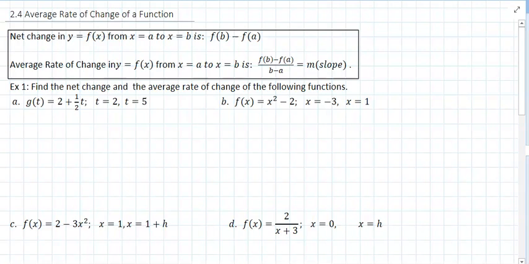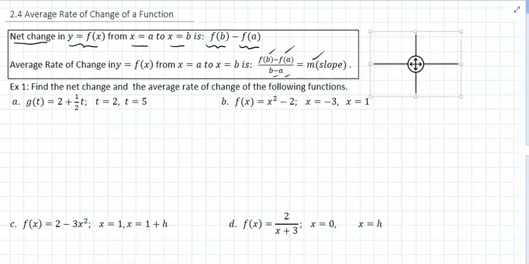Section 2.4 talks about average rate of change of a function. We have net change. Net change is simply taking, let's say we have y equal f of x, if we're looking from x equal a to x equal b, the net change will simply be y2 minus y1. Nothing to it. The average rate of change would be pretty much the slope, y2 minus y1 over x2 minus x1. Fairly simple.